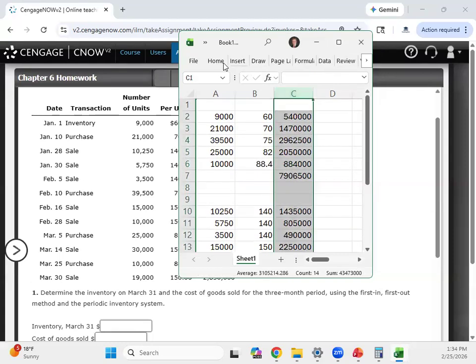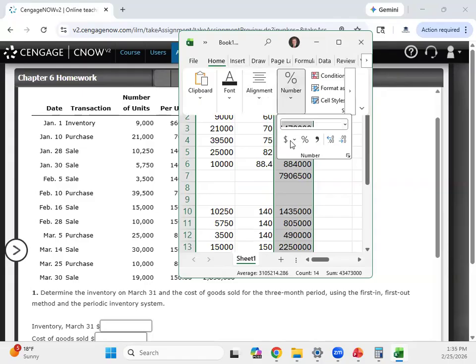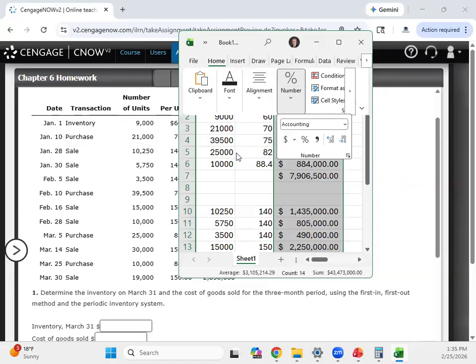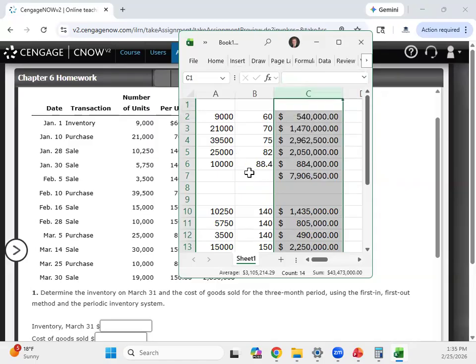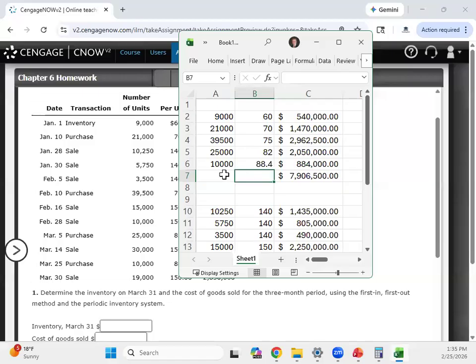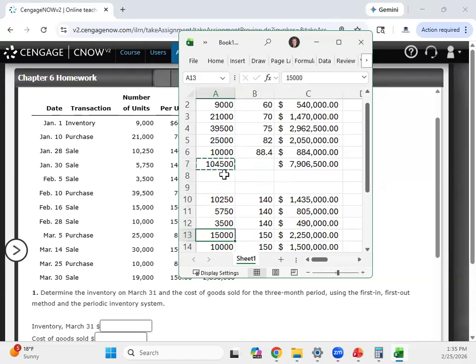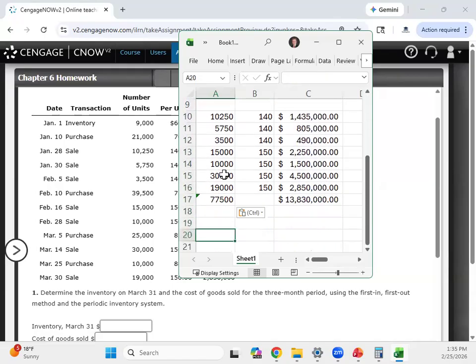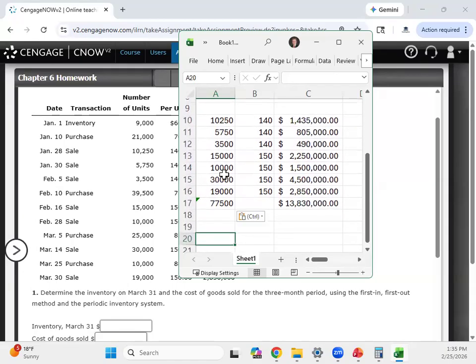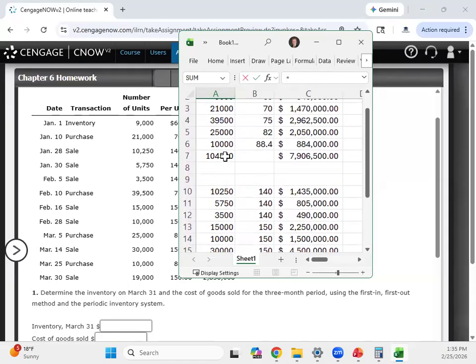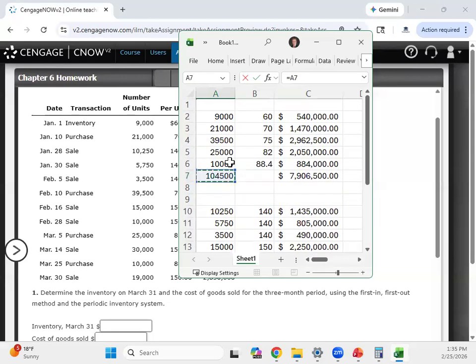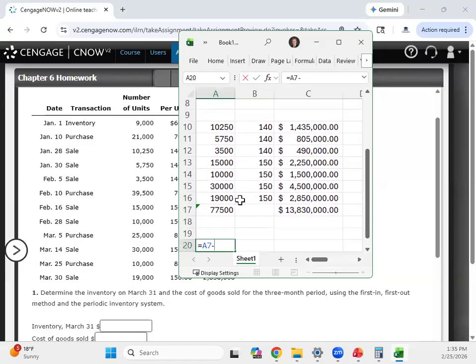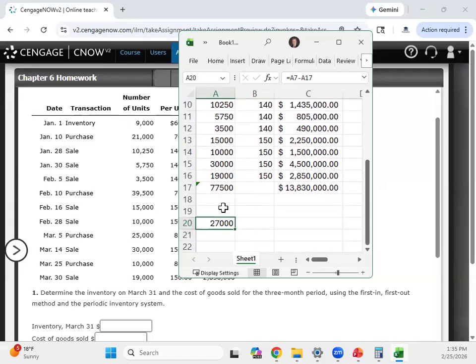I just want to do accounting for the dollars here. And then we also want to make sure that we take the sum of the units, because that gets us the total units purchased and available for sale and sold. So if we take the units available for sale, which was our beginning inventory plus all four of our purchase transactions, minus all of these sales transactions, we had 27,000 units in ending inventory.